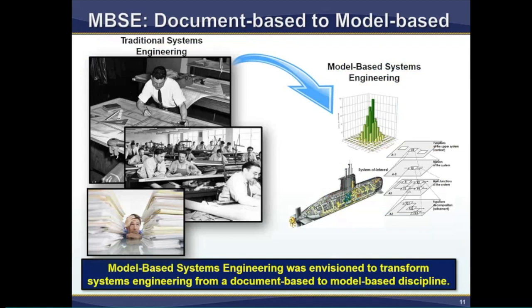So from a model-based perspective, I believe that model-based systems engineering was meant to transform systems engineering away from that document-based approach to a model-based approach where we're able to represent that system virtually within our model, right? We're able to represent the system that we're doing virtually within the model, and that's my perspective.